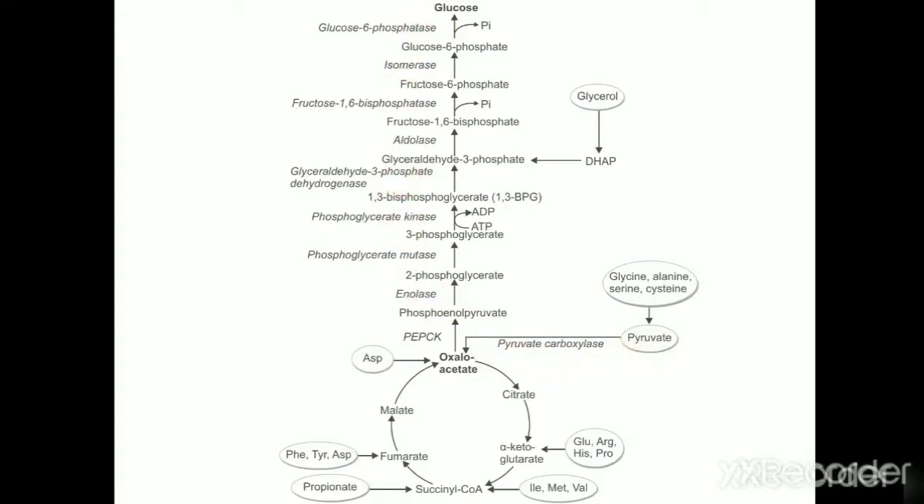And in case of gluconeogenesis starting from methionine, valine and isoleucine, here it is the formation of propionyl CoA from isoleucine, methionine and valine, and this propionyl CoA is converted into succinyl CoA. This succinyl CoA is an intermediate in the TCA cycle, and it is converted into oxaloacetate, which enters into gluconeogenesis.